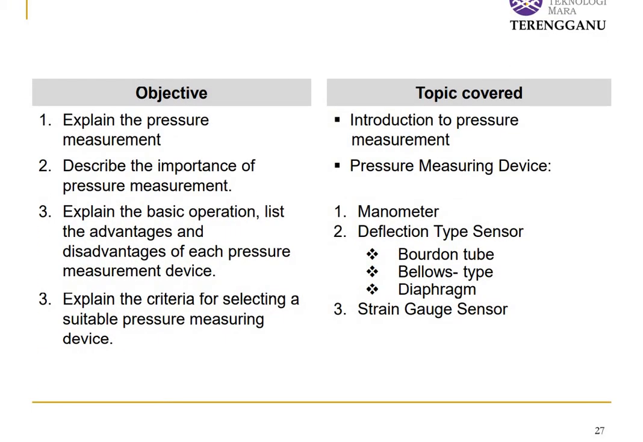So the objective for this pressure measurement is to explain the pressure measurements, describe the importance of pressure measurement, explain the basic operation, list the advantages and disadvantages of each pressure measurement device, and explain the criteria for selecting a suitable pressure measuring device. So the objective is just the same as flow measurement, right? Now under this topic we will cover the introduction to pressure measurement, and a few types of pressure measuring device, which are the manometer and the deflection type sensor. Under deflection type sensor we have Bourdon tube, bellows type, diaphragm, and strain gauge sensor.